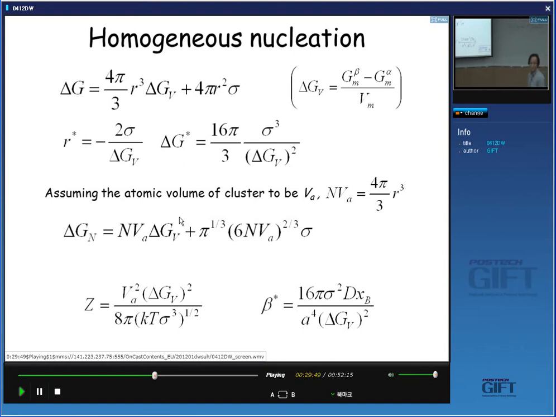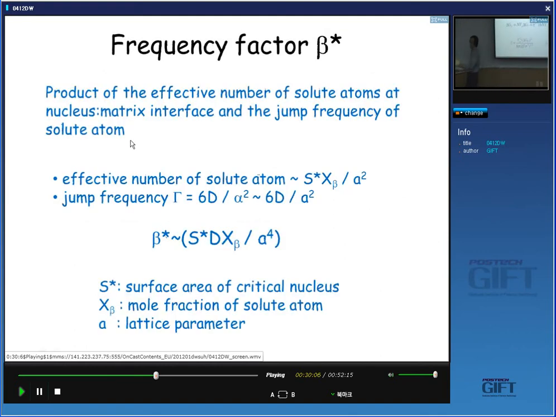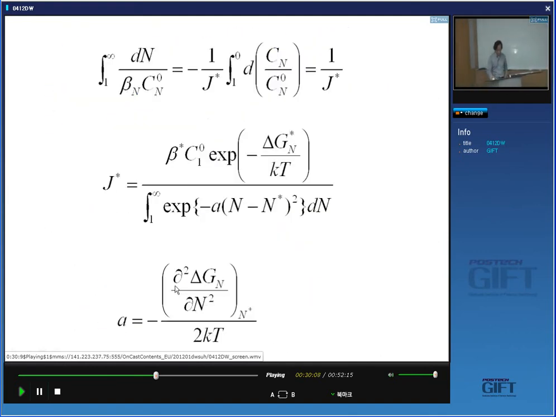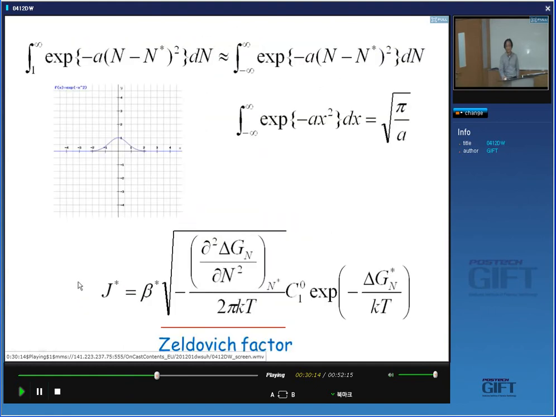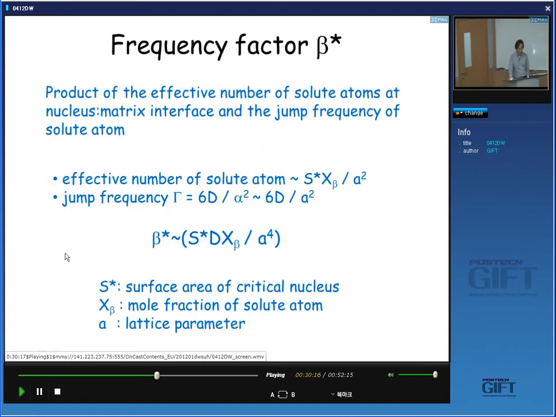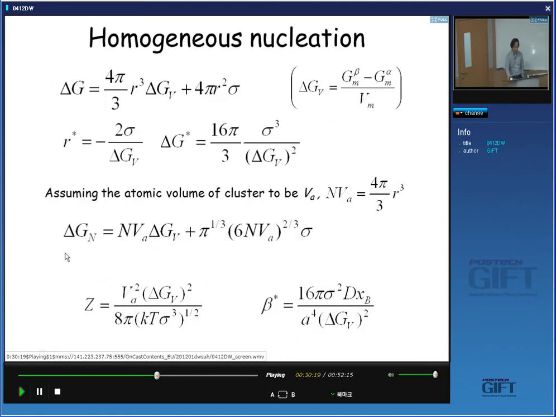So with this free energy form with respect to the number of atoms, then you can evaluate the GLWT factors and the frequency factors with this relationship. And I leave it to your homework to derive the GLWT factor and frequency factors in homogeneous nucleation event.